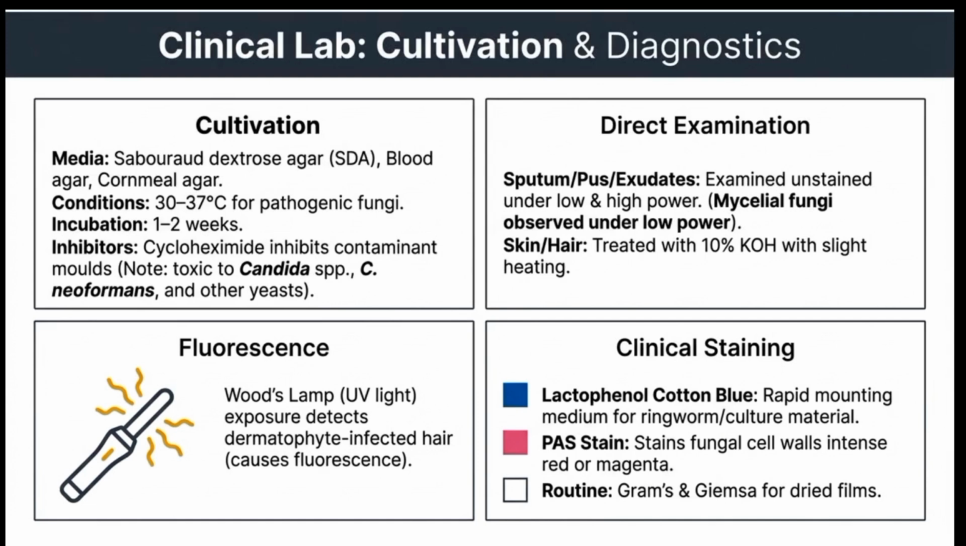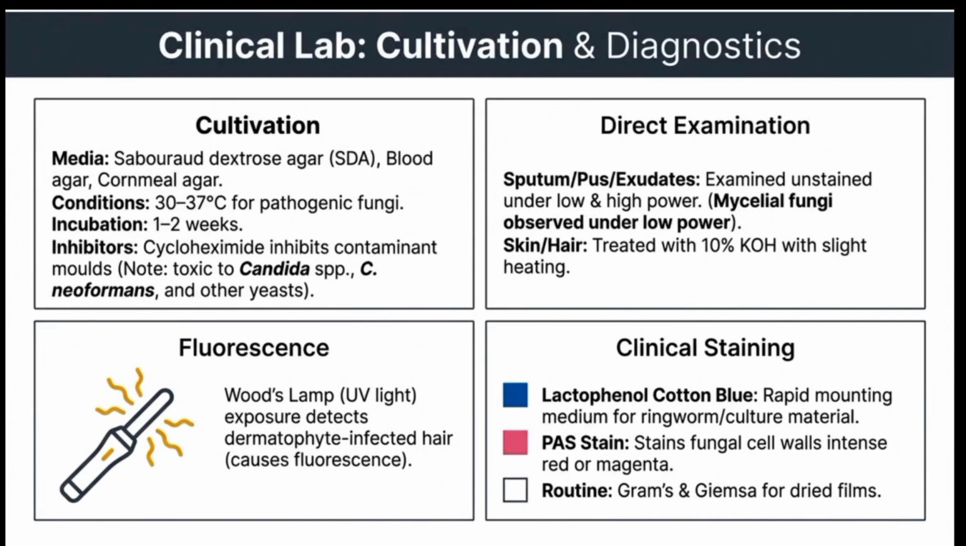And once they finally isolate a sample on a glass slide, the clinical stains they use are fascinating. Lactophenol cotton blue is the standard for a rapid mount to see the structure, but the PAS stain is brilliant chemistry. It specifically reacts with the unique carbohydrates in the fungal cell wall, turning the fungus an intense blazing red or magenta color, so it stands out starkly against the pinkish background of human tissue.